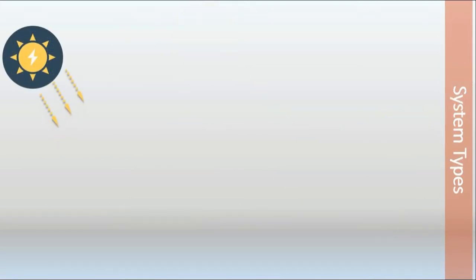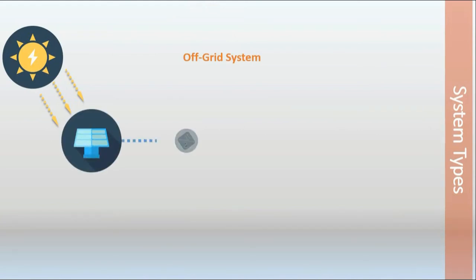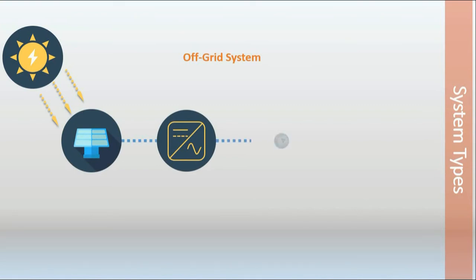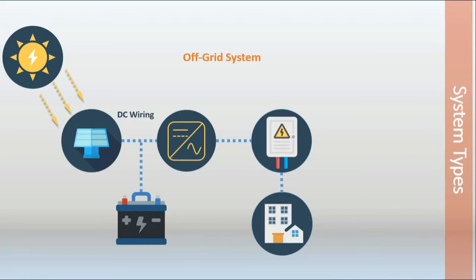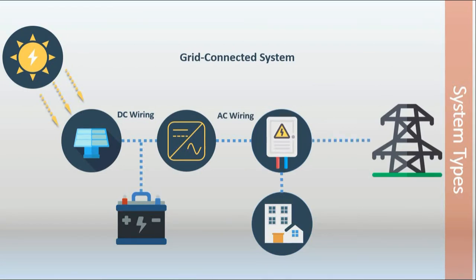So we come to the different system types. Here we have the off-grid system, where we have solar modules connected to inverters and then connected to the distribution board, where we distribute the energy to our loads. We also have batteries to store the produced energy, and also DC and AC wiring. The second system type is the grid-connected system, where we have an additional link to connect the grid to our system, and we also have these energy meters.